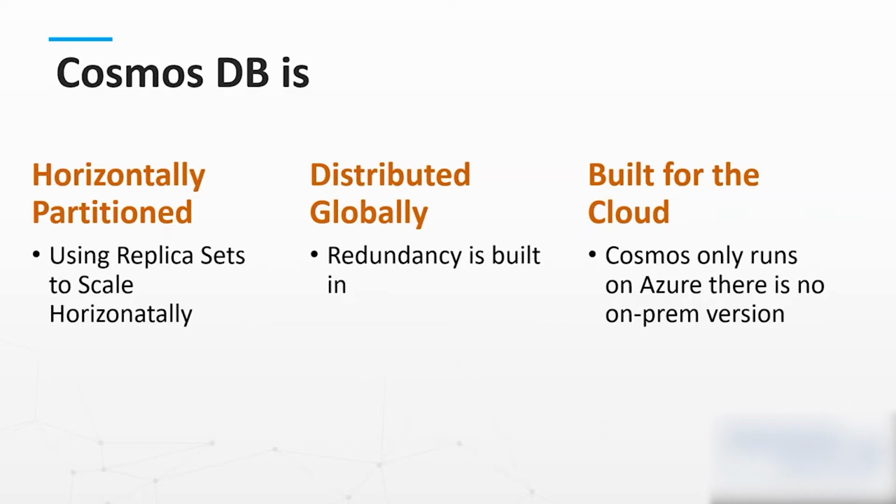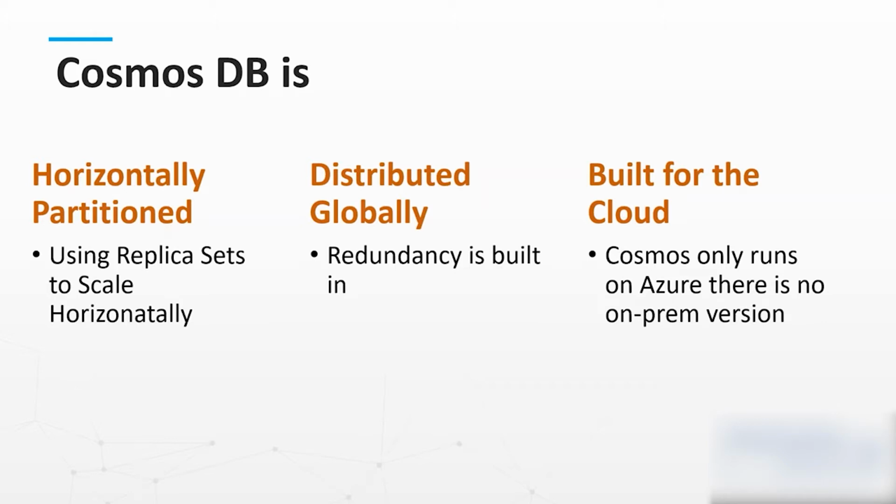It's distributed globally. Redundancy is built in, so with Cosmos DB, if you're in the US doing your development, you can easily create a replica or a copy in, say, the Tokyo data center or the Japan data center, and have it be distributed that way for quick reads closer to where the end user is. And it is built for the cloud.